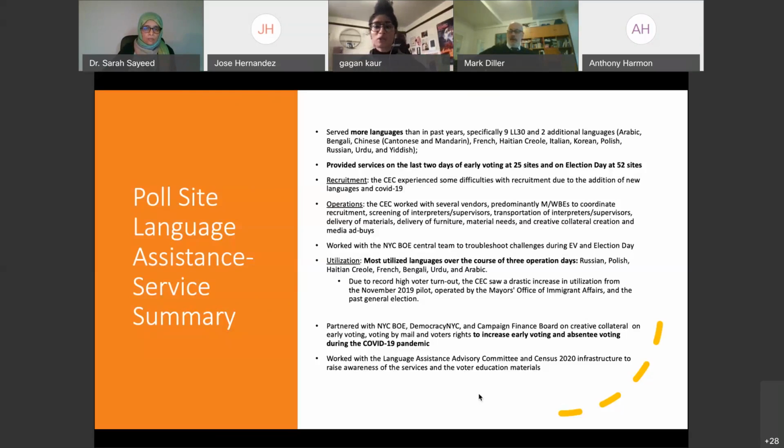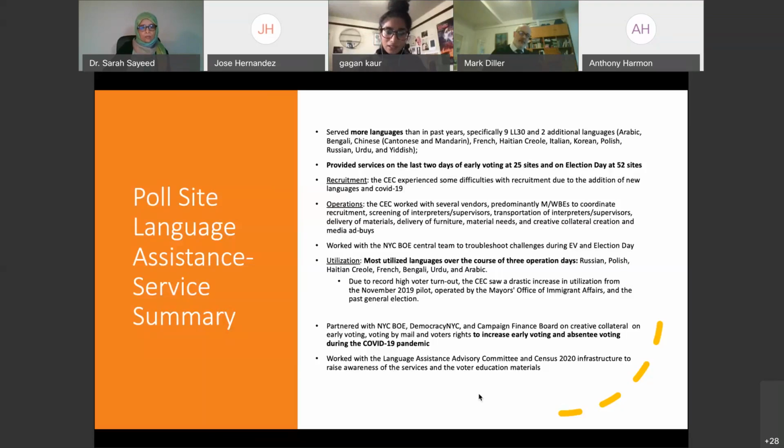So we'd like to say that it was all of those efforts that led to high utilization, but it's really record high voter turnout, and we saw those numbers reflected in our utilization as well. And we, as folks know, we partnered with Democracy NYC, Campaign Finance Board, and Mayor's Office of Immigrant Affairs on creative collateral on early voting, voting by mail, and voters' rights. So your right to bring an interpreter to the poll site, to increase early voting and absentee voting during the COVID-19 pandemic, and just to disseminate and demystify some of these services.